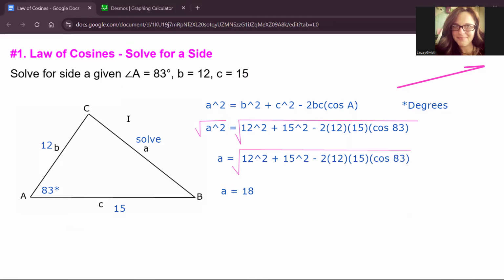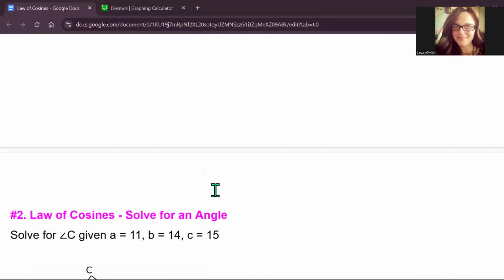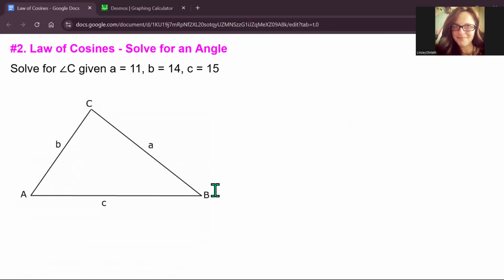There we go. Number two. Let's use law of cosines to solve for an angle. And we'll label our triangle. Given all three sides, side A is 11, B is 14, and side C is 15. And we're solving for angle C, so we'll use our C squared version of the law of cosines.